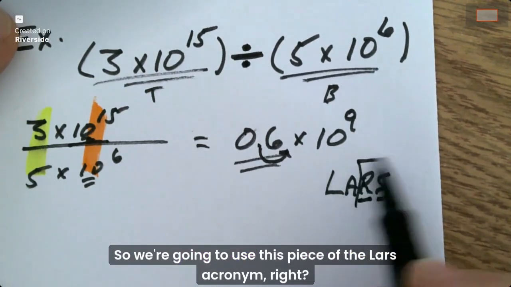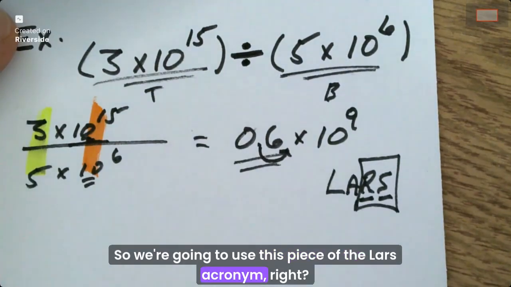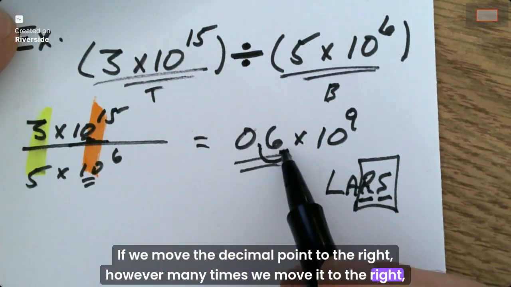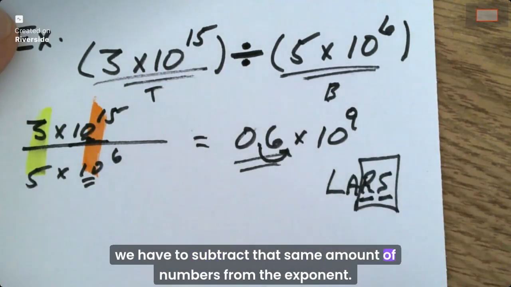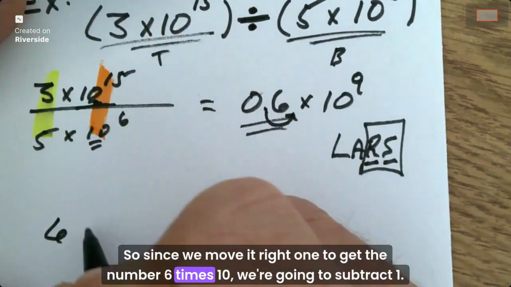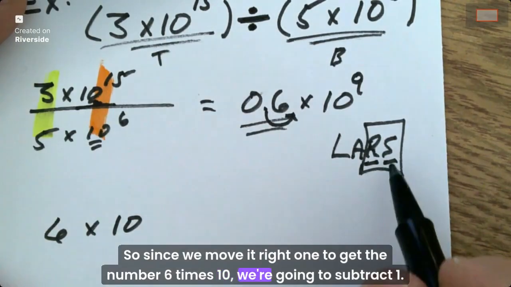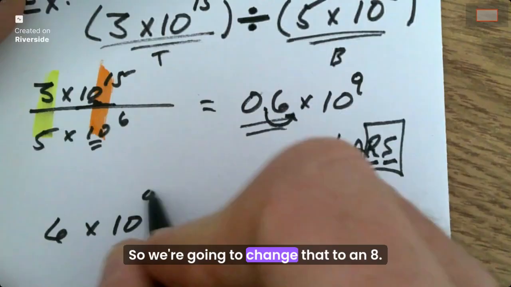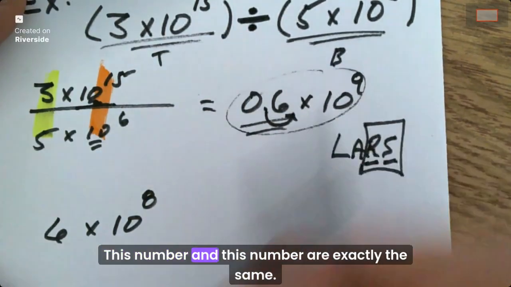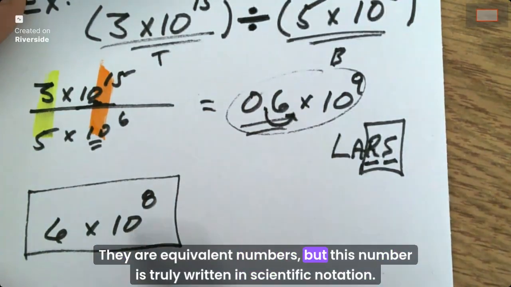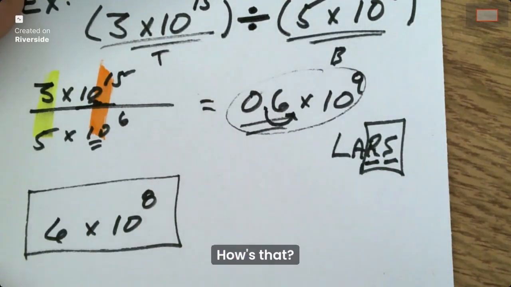So we're going to use this piece of the LARS acronym. If we move the decimal point to the right, however many times we move it to the right, we have to subtract that same amount from the exponent. Since we moved it right 1 to get the number 6, times 10, we're going to subtract 1. So we're going to change that to an 8. This number and this number are exactly the same. They are equivalent numbers, but this number is truly written in scientific notation. How's that? That's pretty nice, huh?